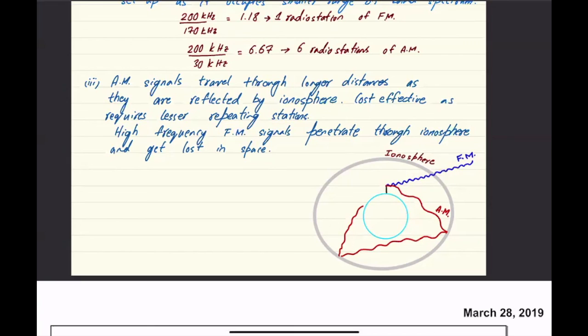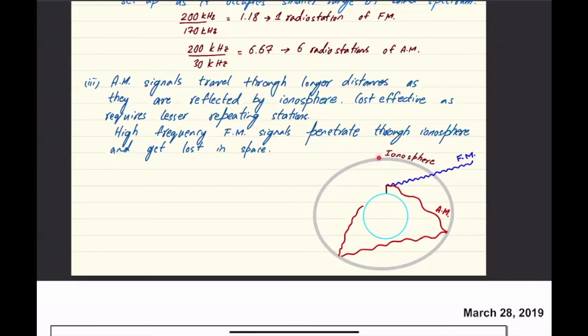So the frequency modulation signal would work in a very short range of distances. You need to set up repeating stations at regular intervals for frequency modulation, despite the fact that they travel too far away, but they travel far away in space. So you can't do ground-to-ground communication because the curvature of Earth would obstruct the signal from traveling from one point to the other. But amazingly, that doesn't happen in amplitude modulation.